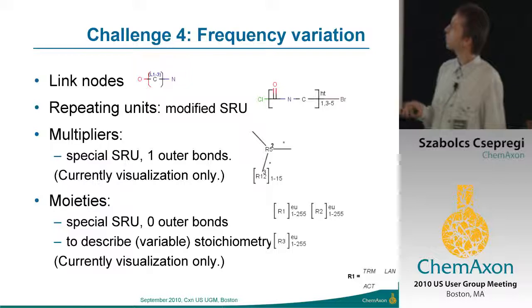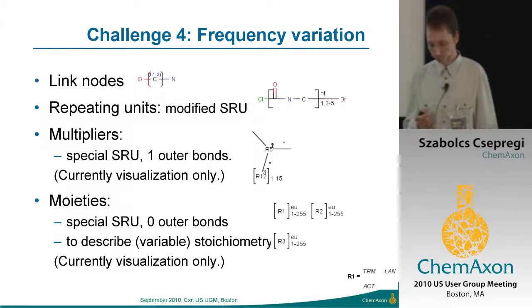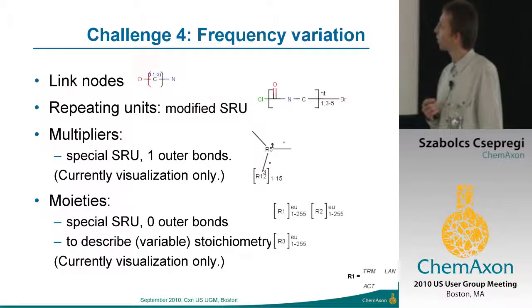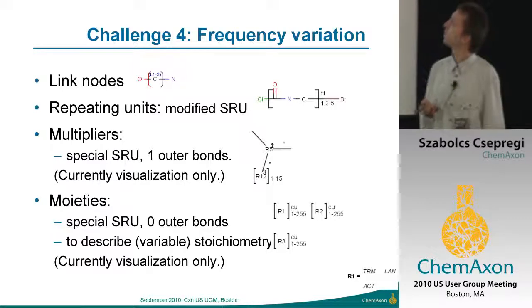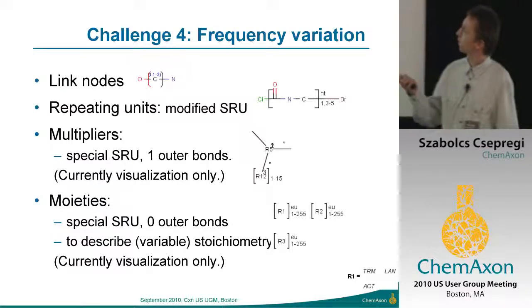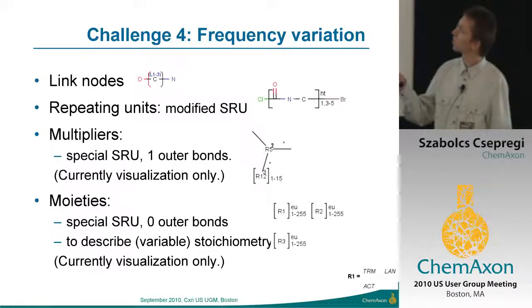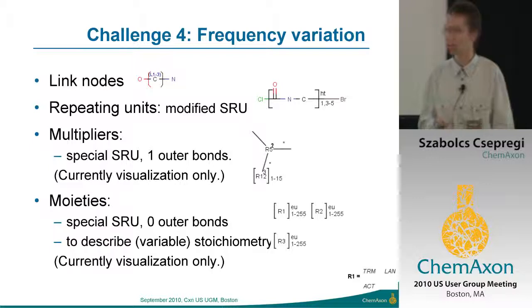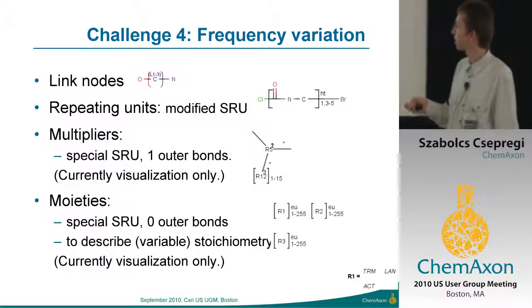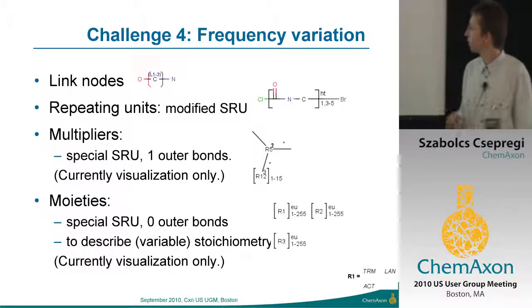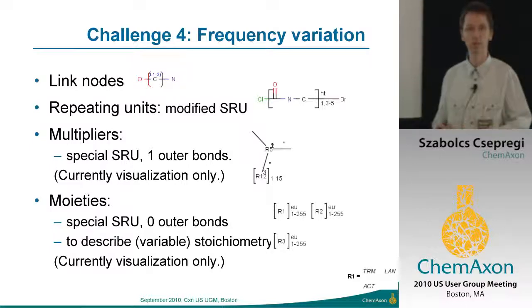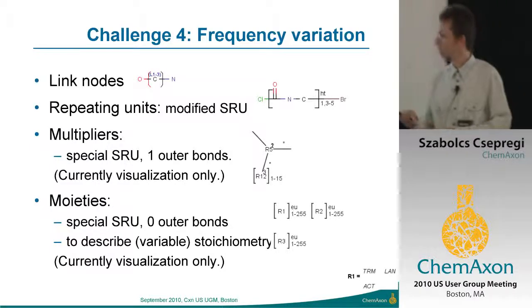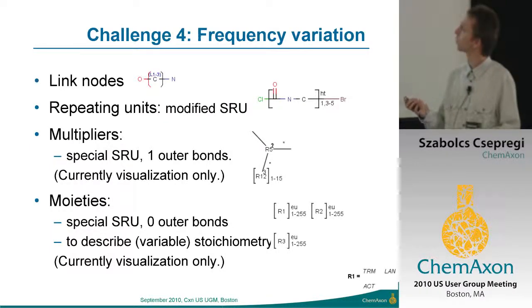Okay, there are a few other problems to represent frequency variations. There were the link nodes originally, and we had to introduce repeating units and multipliers and moieties. These were used for the description of stoichiometry in the Markush DARC system as well, and so on.